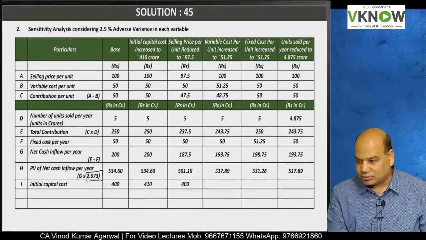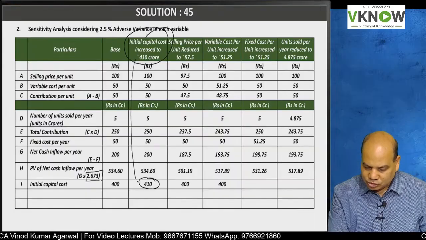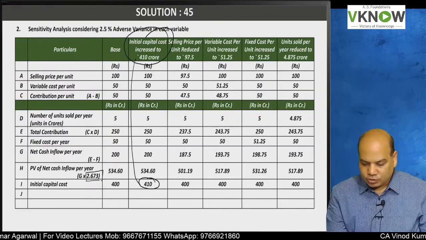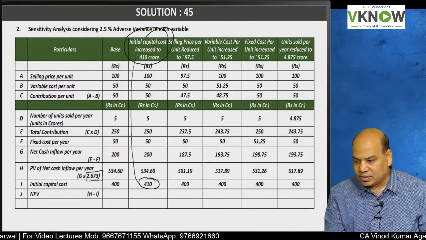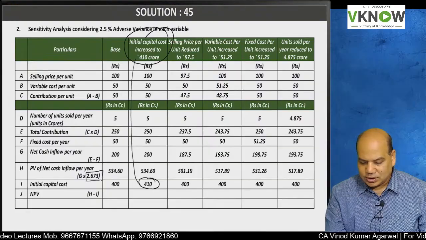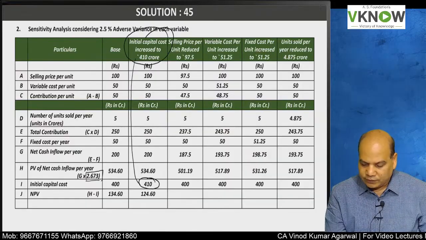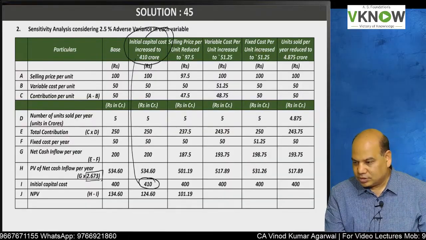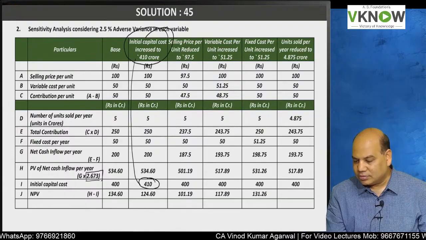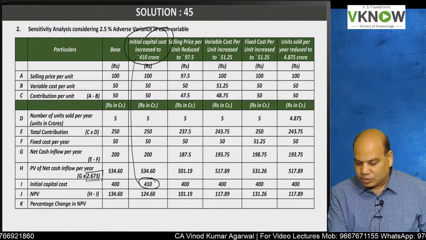Initial capital cost, here it will change. In this column, capital cost will change: 410, other columns will be 400. Next is NPV, H minus I: 134.60, 124.60, 101.19, 117.89, 131.26, 117.89. So these will be my NPVs.